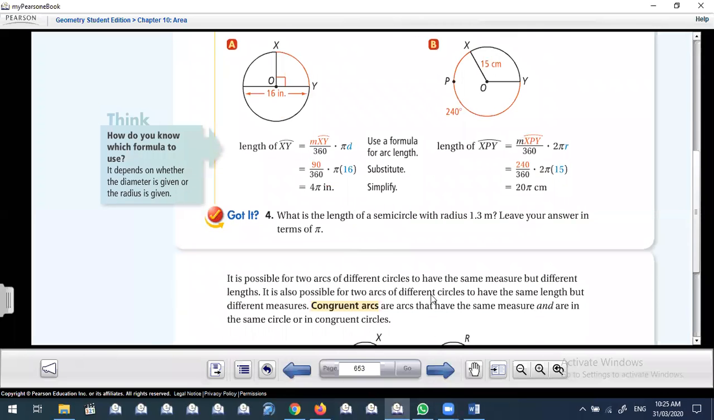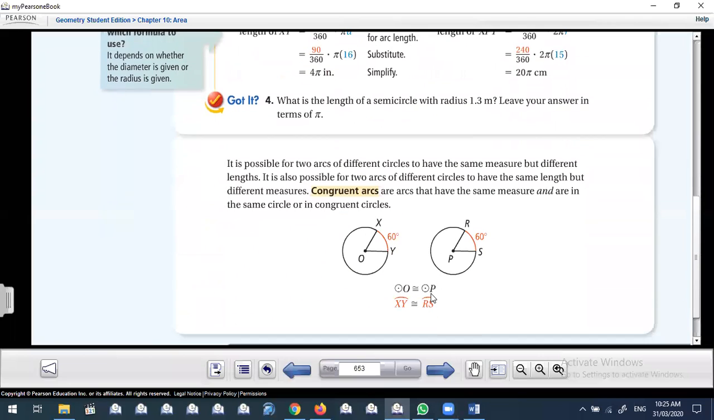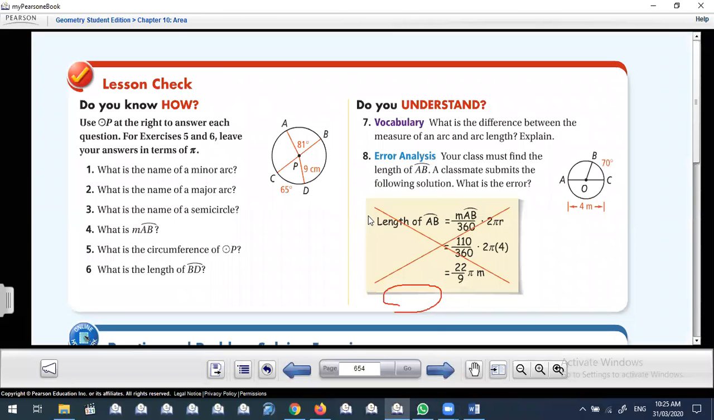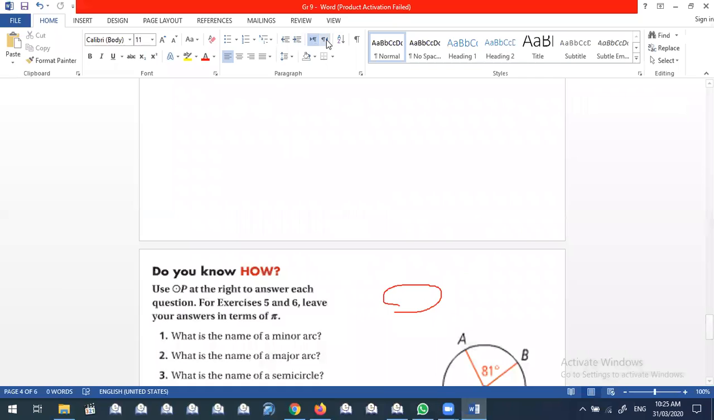Another part of this lesson, congruent arcs. What are congruent arcs? Two arcs having the same measure. Arc XY here, its measure is 60, and also arc RS. So they have the same measure. They are called congruent arcs. Let's solve another exercise about this part.